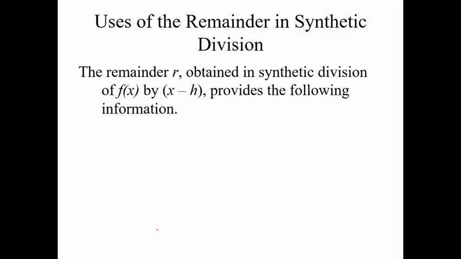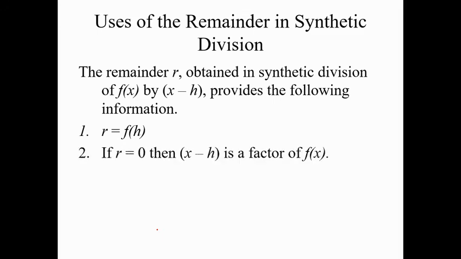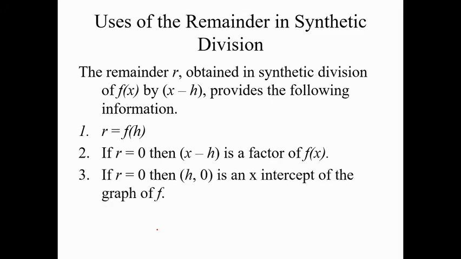Okay, so the use of the remainder in synthetic division. The remainder R obtained in synthetic division provides the following information. Sometimes it's equal to some value. You put in a number, you find out what your remainder is, and that's the remainder theorem. But if R is equal to 0, then that tells us that x minus h is a factor of f of x. And if R is equal to 0, then h comma 0 is an x-intercept of the graph of f.